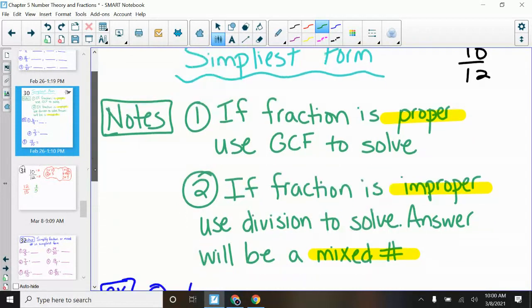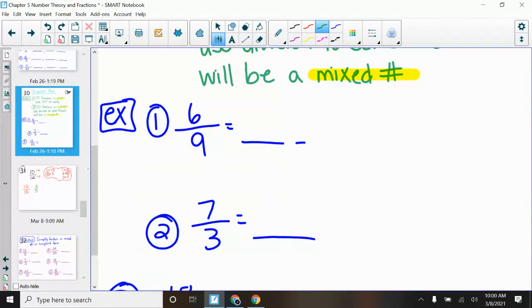The example below is 7 over 3. That is an improper fraction because, as Max just told me, when the top number is bigger than the bottom number, that makes it improper. This should turn into a mixed number. So what are we going to be doing to solve this, Shane? Division, very good. We're not searching for the greatest common factor here. We have to divide.